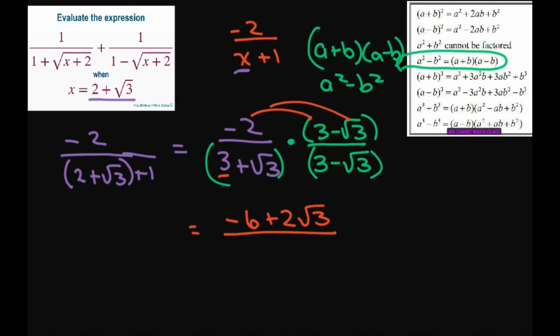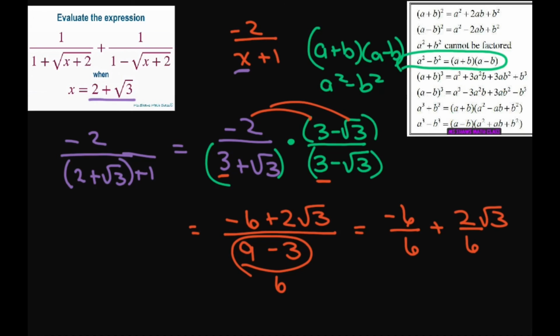And our denominator is pretty easy. You just square your 3, so that's going to be 9 minus 3. This is going to give you negative 6 plus 2 square root of 3 over 6. So negative 6 divided by 6 plus 2 divided by 6 square root of 3. This simplifies to negative 1 plus square root of 3 divided by 3.